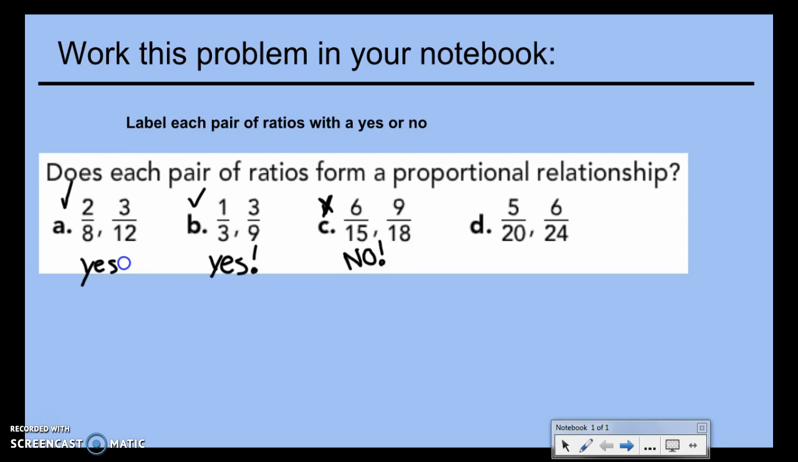Okay? Alright, let's look. 5/20 and 6/24. So look at your first fraction. 5/20.